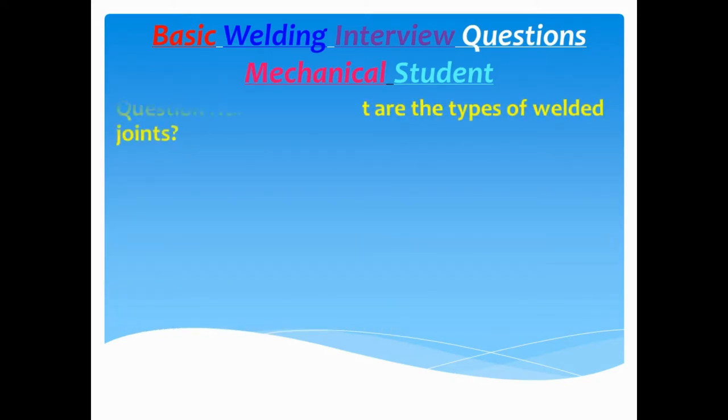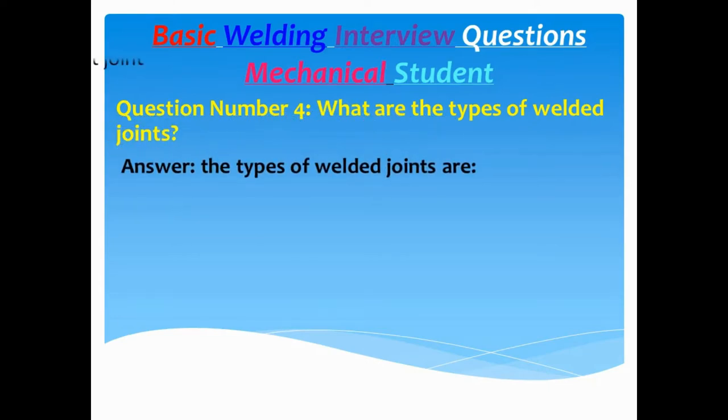Question number 4. What are the types of welded joints? Answer. The types of welded joints are butt joint, lap joint, T joint, corner joint, flange joint.